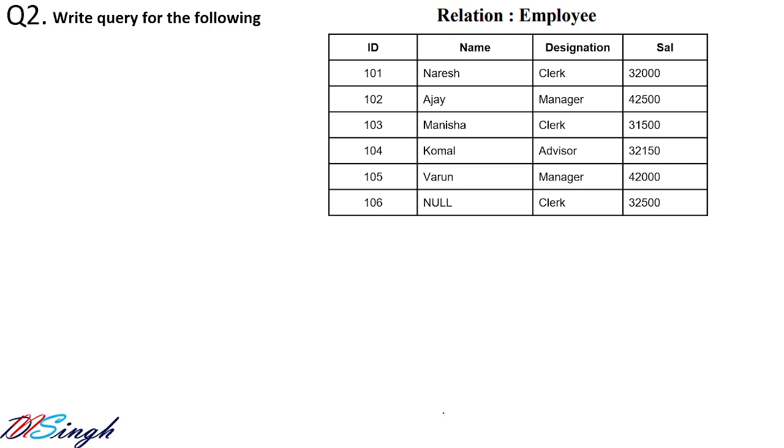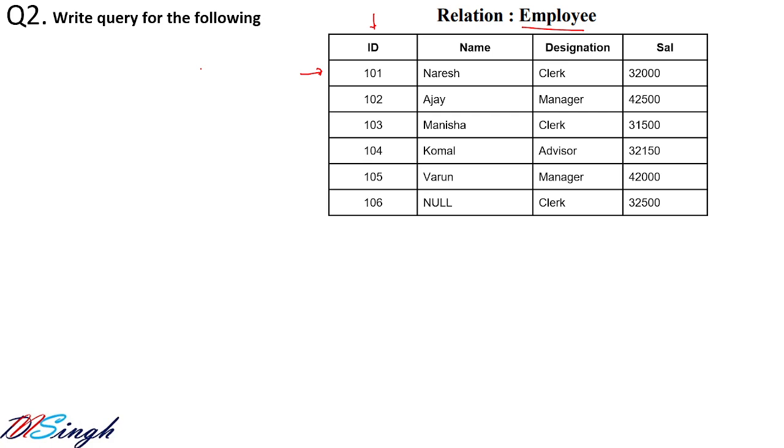Next, write a query for the following. There we have given a table which has ID, name, designation, and salary as attributes. So the name of the table or relation is called what? Employee. So a table is also called a relation in a relational database. These columns are called fields or attributes, and rows are called tuples, rows, and records. So these are the different names given to the different parts of the table.